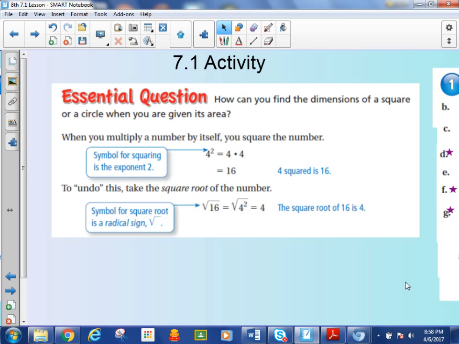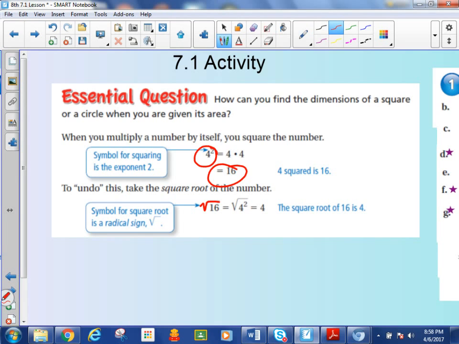You guys have worked with numbers where we've squared a number or taken it to the power of 2. That 4 squared is the same as doing 4 times 4, which is 16. What we're going to be working with in this chapter quite a bit is doing the square root of numbers. To undo a square, we have to find the square root of that number. The square root symbol, also known as the radical sign, kind of looks like a division symbol, but it has a check mark at the end.